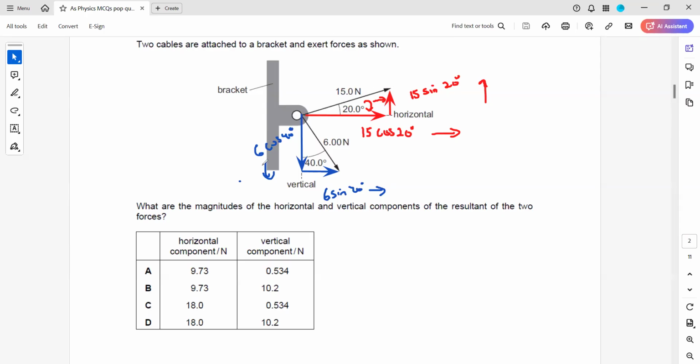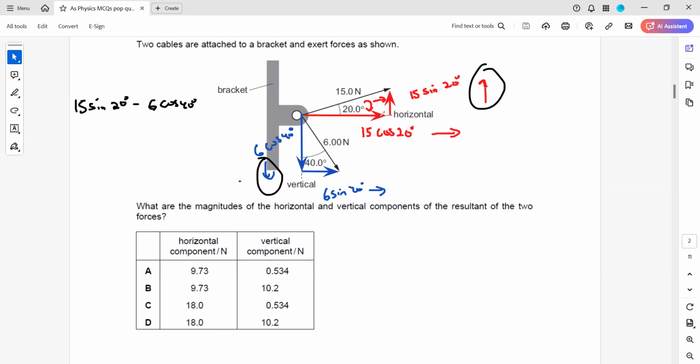Now, if we need the resultant vertical component, one of the components is acting upward, another one is acting downward. So what we will do, we'll subtract, because one vector is acting up, the other vector is acting down. So if you need the resultant, you will subtract. So it will be 15 sine 20 degrees minus 6 cosine 40. Why do we subtract them? As you can see, one is acting upward, another one is acting downward.